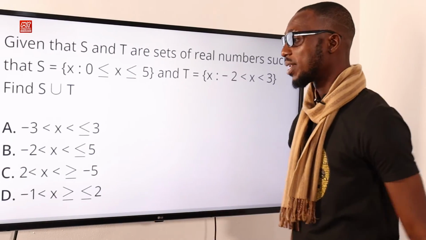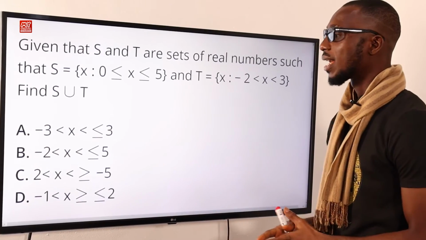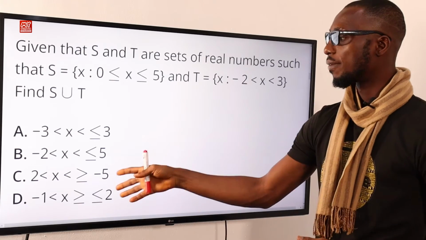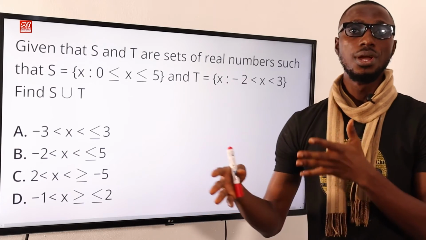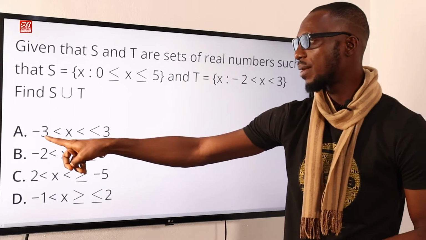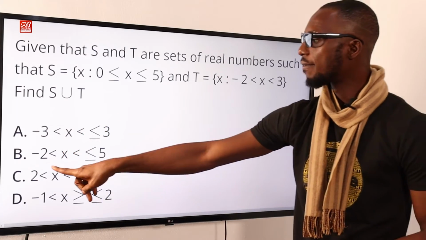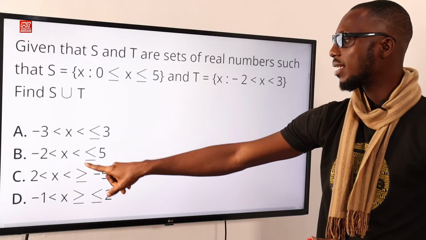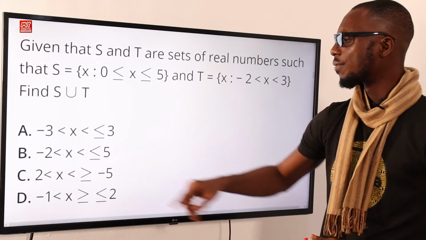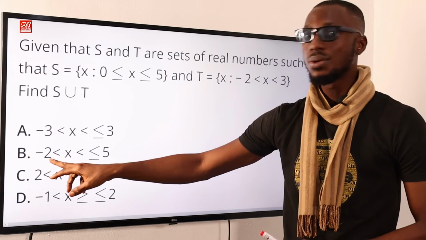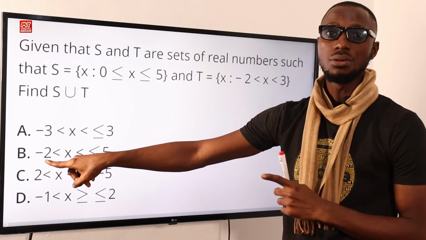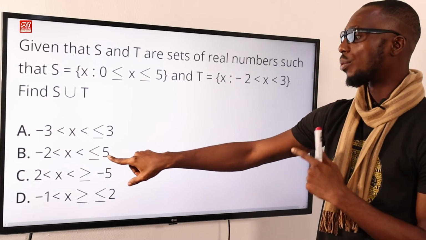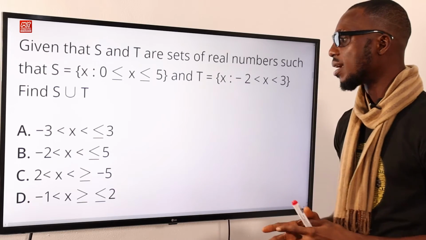So let's look at these inequalities. We have to provide our answers based on the context of the options provided. So let's look through all of these. We have minus 1 to 5. If you look at this, this is minus 3 less than X, no. So we have minus 2 is less than X, and X is less than or equals to 5. That tells you it's something bigger than minus 2, that is minus 1, then X is less than or equals to 5. So this is the best representation of what we have.